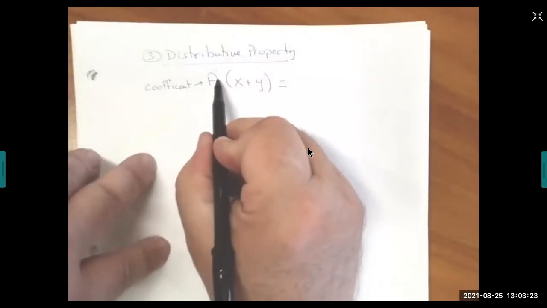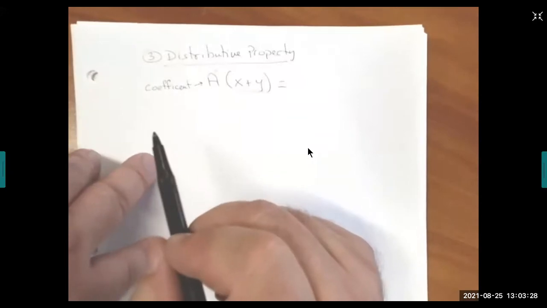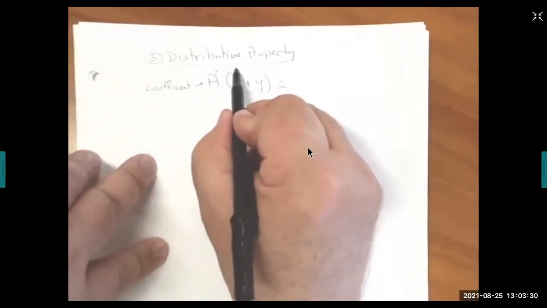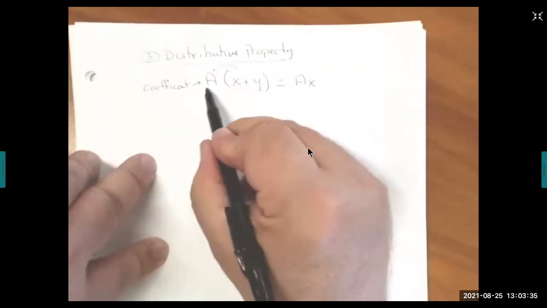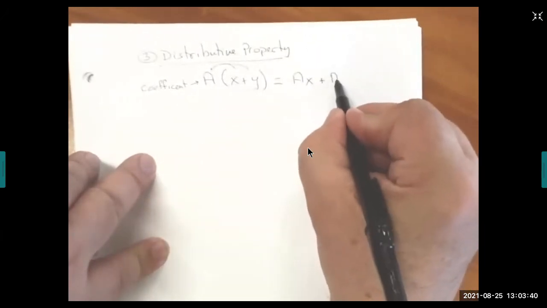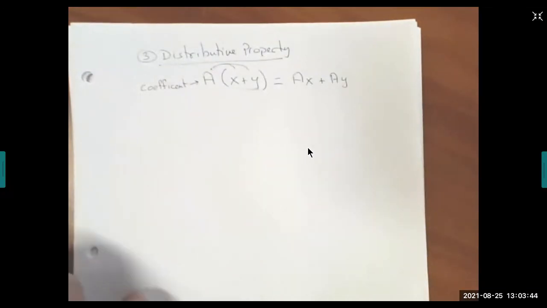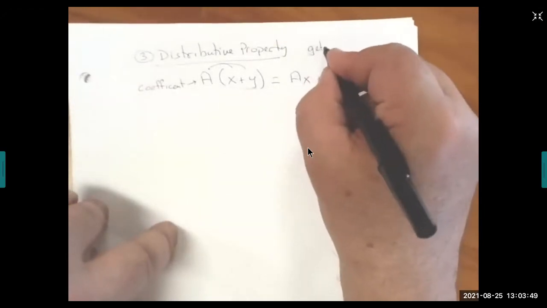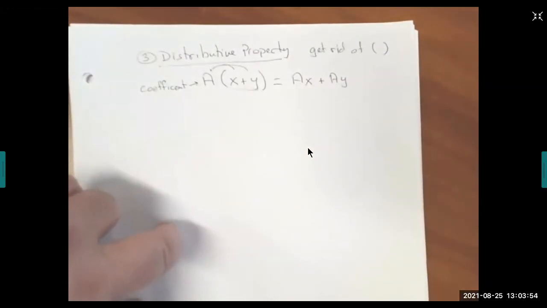What we have to do is multiply this coefficient to every term inside the parenthesis. So it's A times X is AX. Positive times positive is a positive. A times Y is AY. So the purpose of the distributive property is to help us get rid of parentheses so we can solve equations.